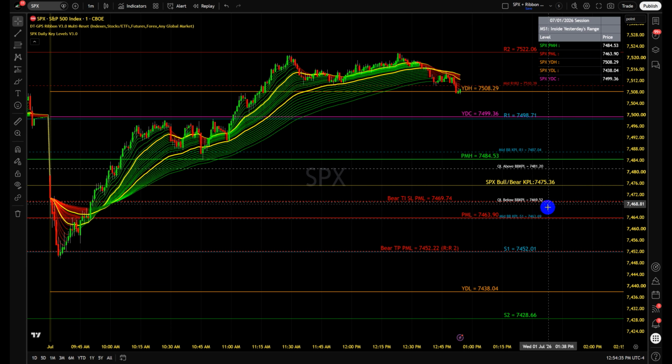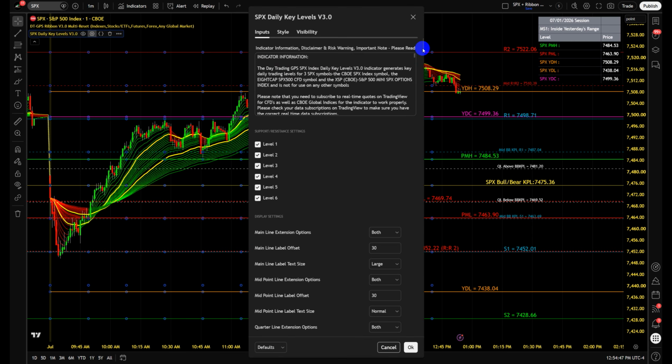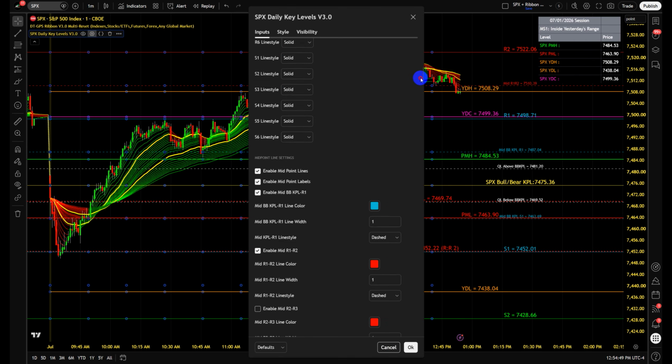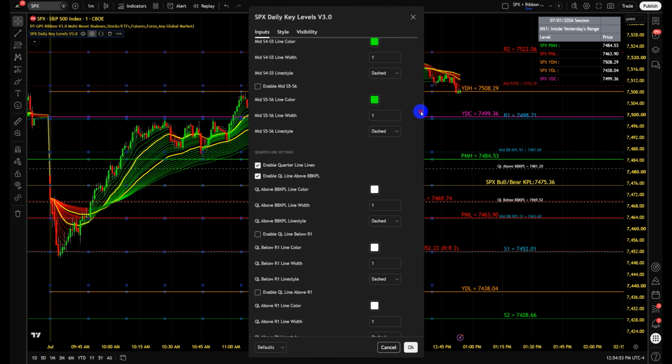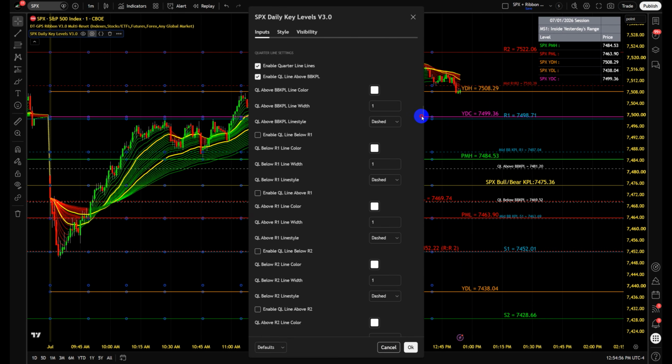It works the same way off the other key levels. For example, a bullish trade off of R1, QL below R1. You simply go into the user control panel. You can set more defaults if you want to have these displayed on startup. You don't have to fool around with enabling these. You can enable them and set them as a default to begin with if you prefer that.